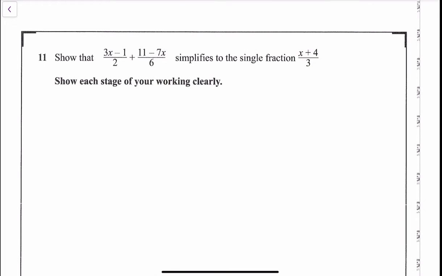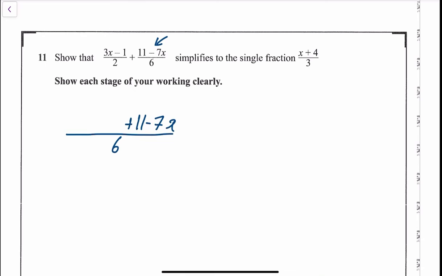Question 11 says, show that (3x minus 1) all over 2 plus (11 minus 7x) all over 6 simplifies to a single fraction, (x plus 4) over 3. The first thing you've got to do here is take a common denominator. So I'm going to take a common denominator of 6. This top line here is already over 6, so it's fine, leave it as it is.